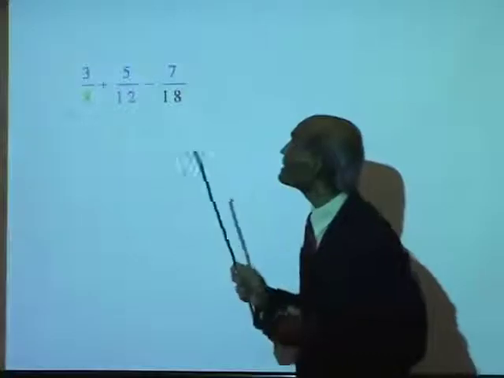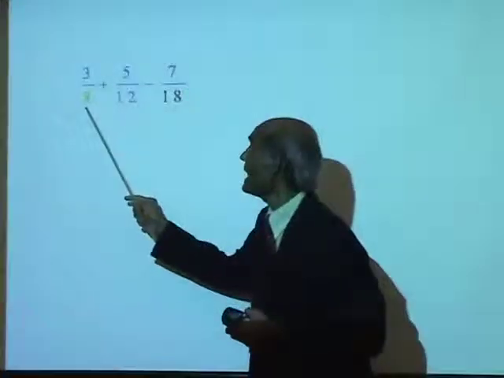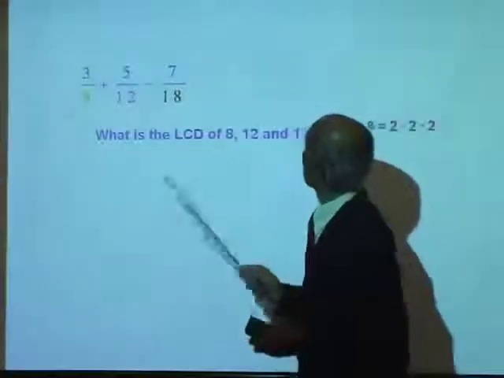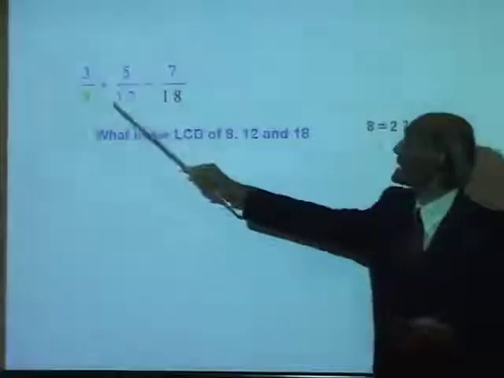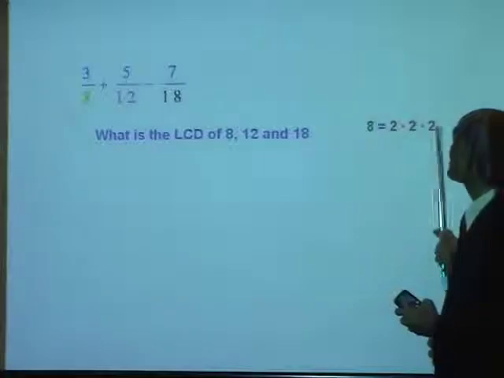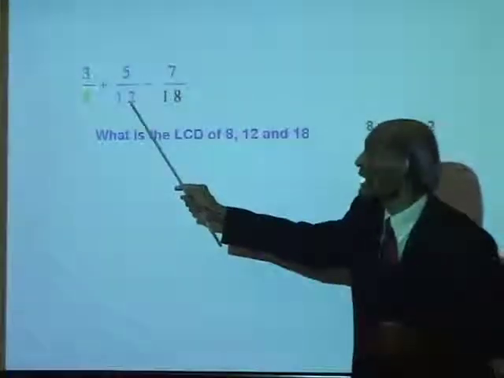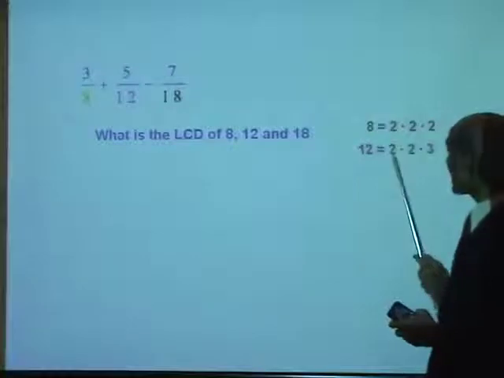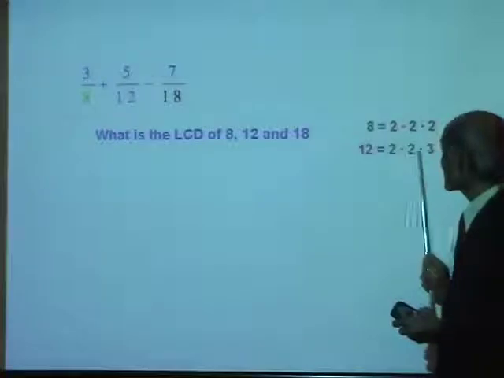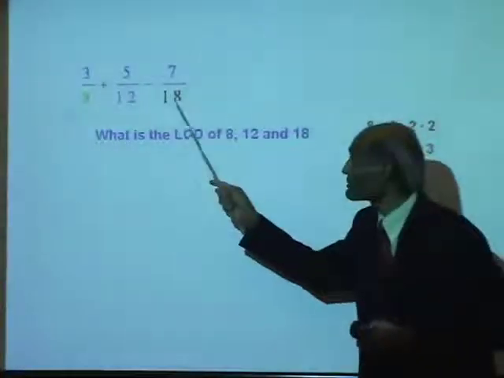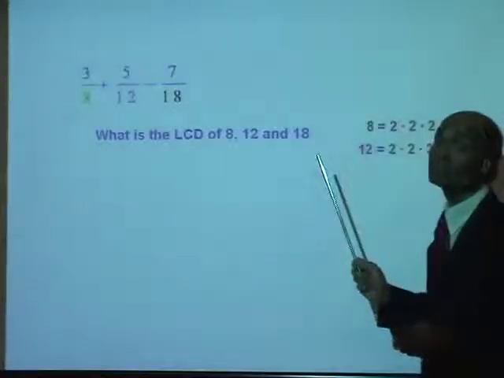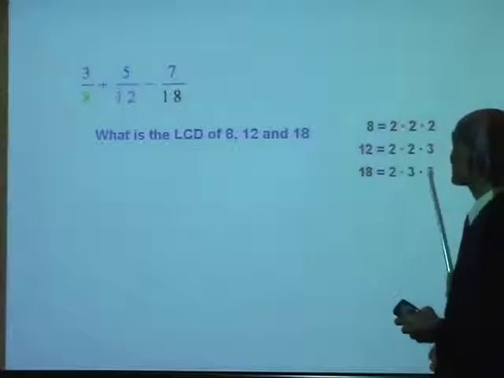Okay, let's first find the LCD of 8, 12 and 18. Alright? Okay, I have factored, I have taken 8 and factored it. 8 is equal to 2 times 2 times 2. Can you factor 12? 12 is 2 times 2 times 3. Is that right? 2 times 2 is 4 times 3 is 12. Can you factor 18? We did that some time ago. 18 is, alright, 2 times 3 times 3.